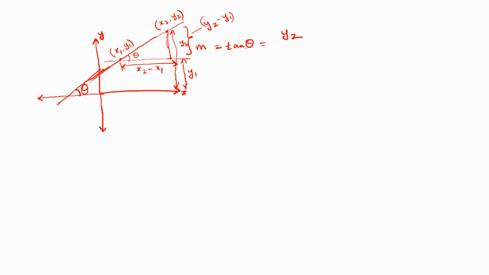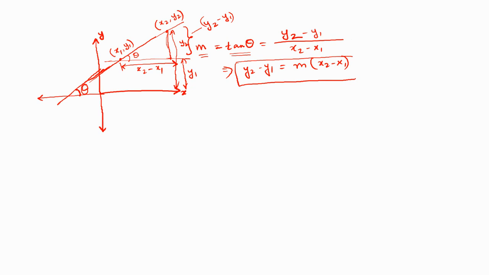From this triangle here, what will be tan theta? Tan theta is perpendicular by base, right? So perpendicular, what is the distance of perpendicular? It is y2 minus y1. What is the distance of the base? It's x2 minus x1. And we know tan theta is called as slope, which is m. Okay, so from here we can find y2 minus y1 equal to m times x2 minus x1.